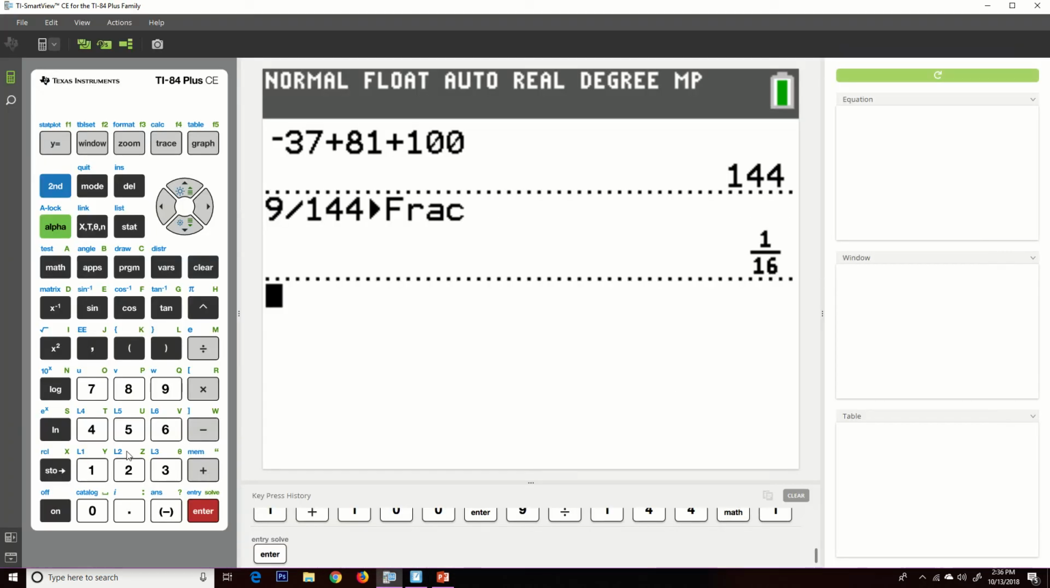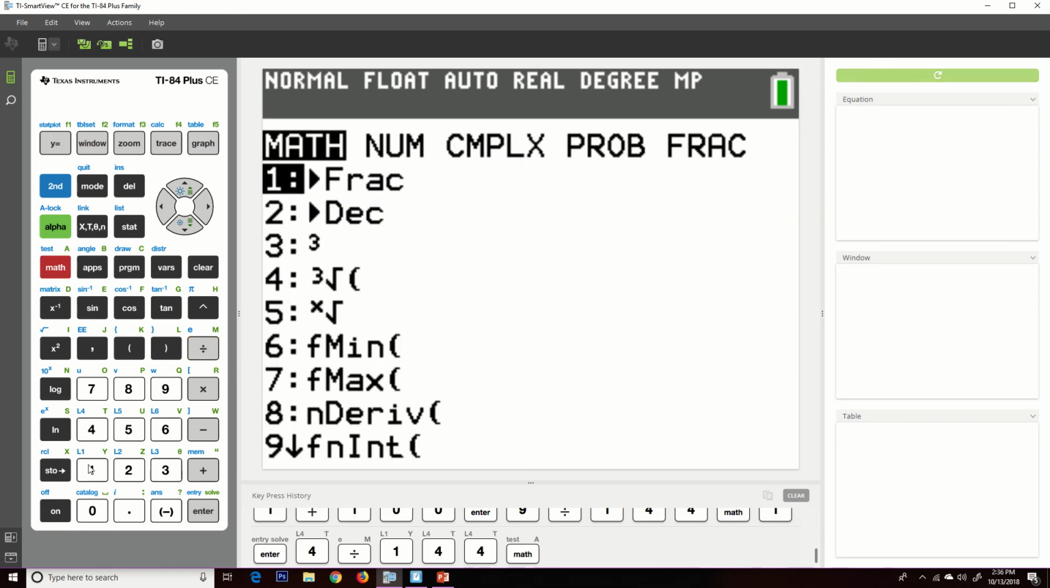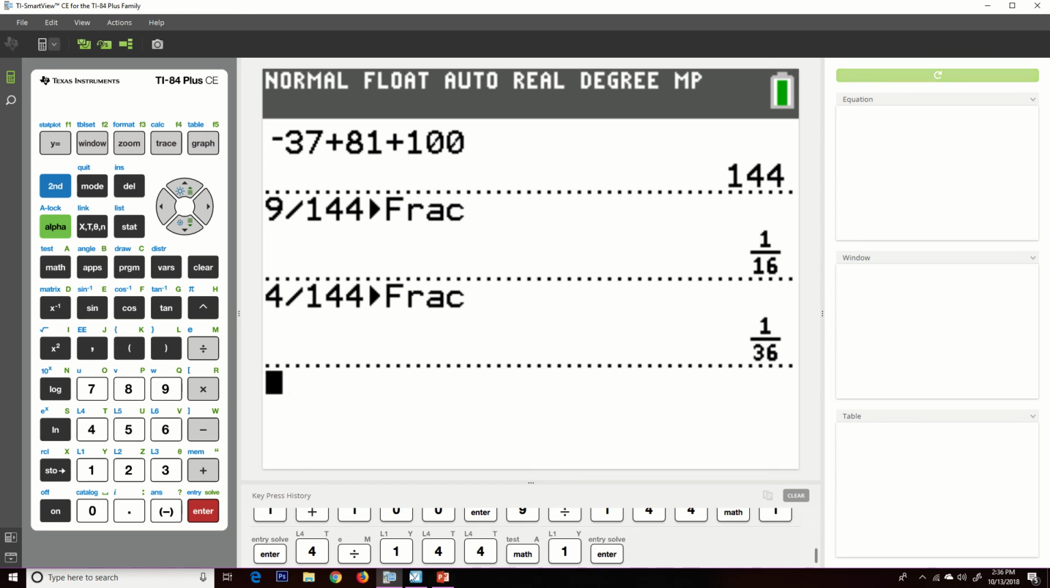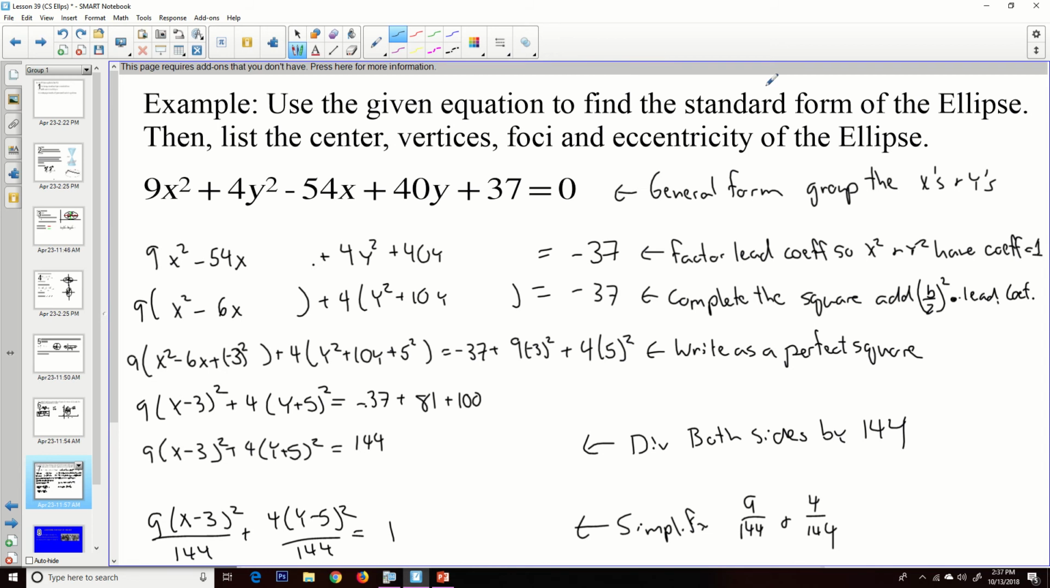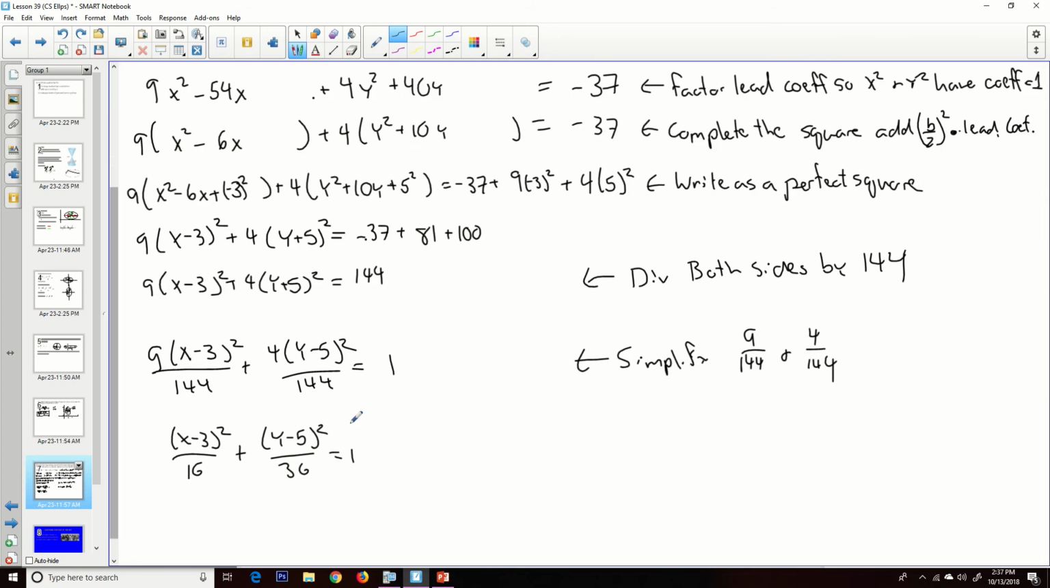And then if I do the same for 4 divided by 144, and I hit math and I hit fraction, I get 1 over 36. So this will be plus y minus 5 quantity squared over 36, all equal to 1. So I've done all that work here. Find the standard form of the ellipse right there. Standard form of the ellipse.